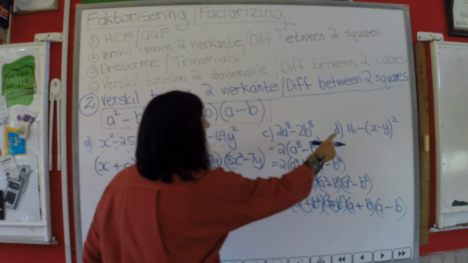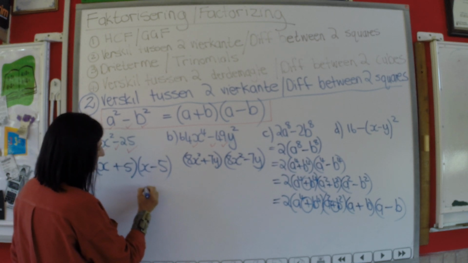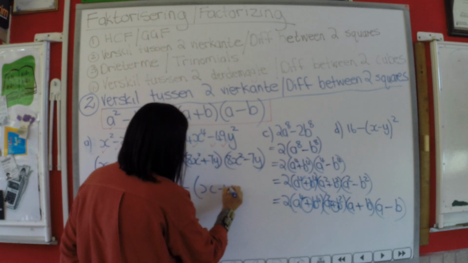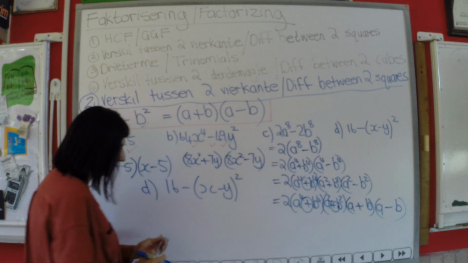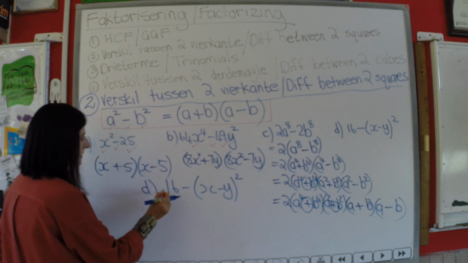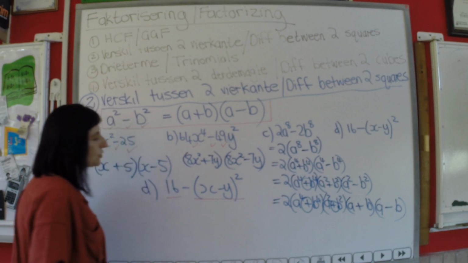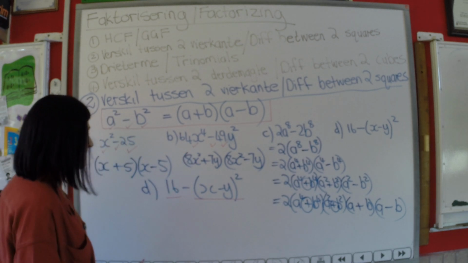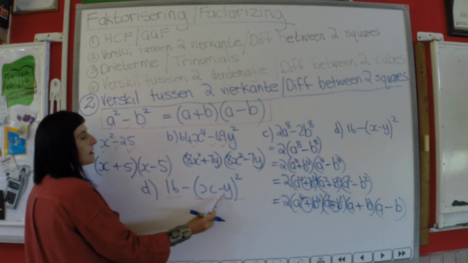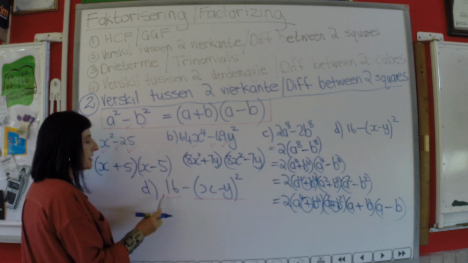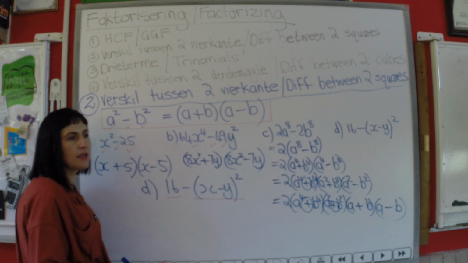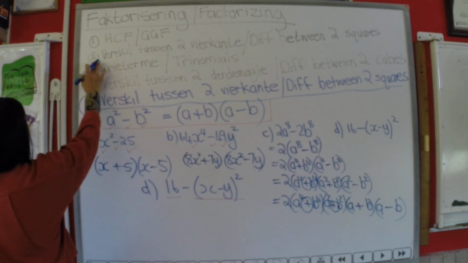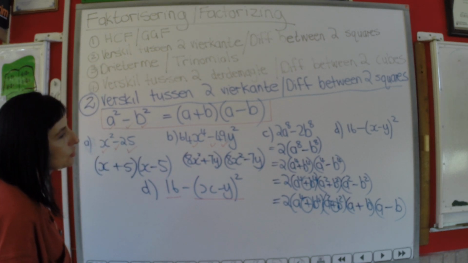Kom ons kyk hier na nommer D. 16 minus x minus y kwadraat. Kom ons gaan trek lyntjies onder die terme. 2 terms, because a bracket counts as 1 term. So, can I take out a common factor? Iets uit 16 en x min y, wat ek gaan gemeenskaplik uithaal, there's nothing. Step 2, the difference between 2 squares.